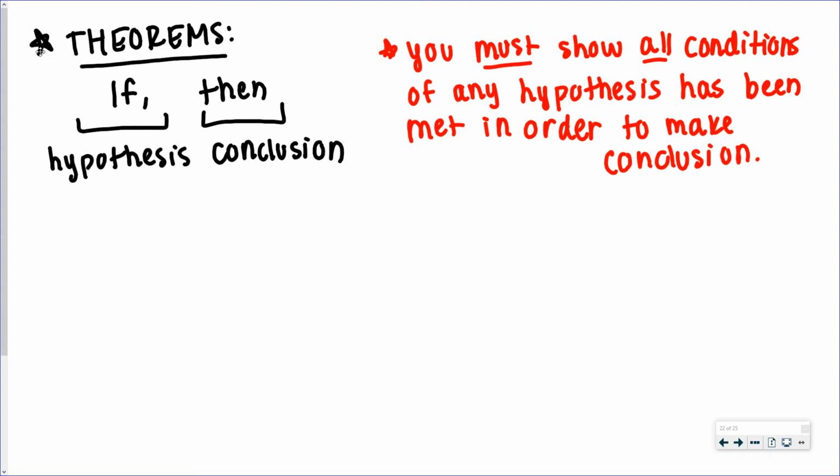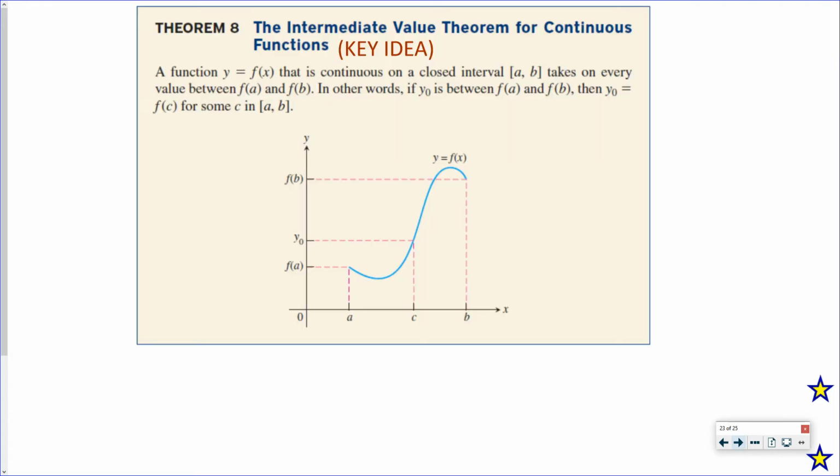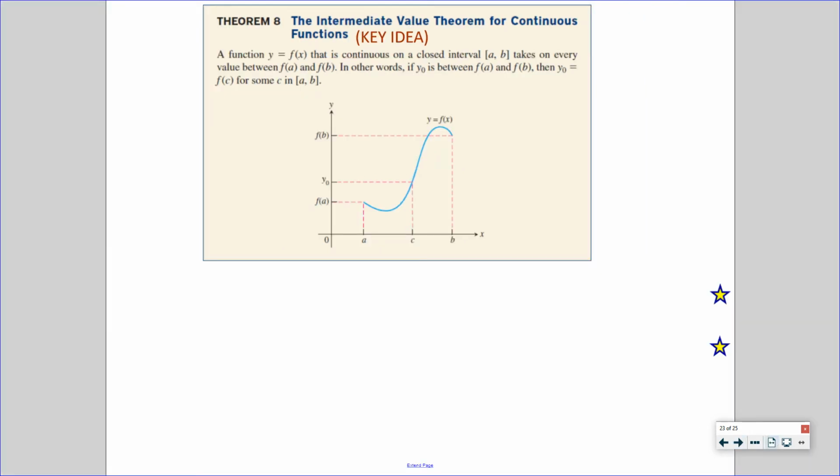So usually with the big three theorems, there's 2 or 3 things you have to show first before you can make the conclusion. This theorem in particular, there's 2 things we have to state in our hypothesis before we can identify or use the theorem, use the conclusion. Okay, so here is the extreme value theorem.